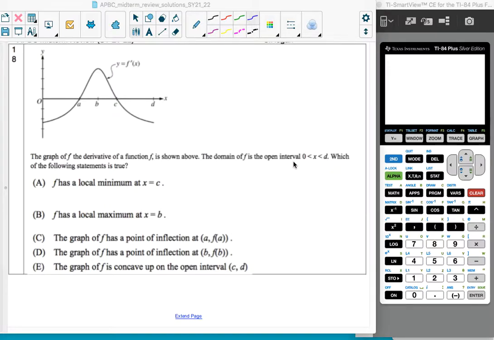So the graph of f prime, there's a prime there, it's just tiny. The graph of f prime, the derivative of the function f, is shown above. The domain of f is the open interval from 0 to d. Which of the following statements is true?